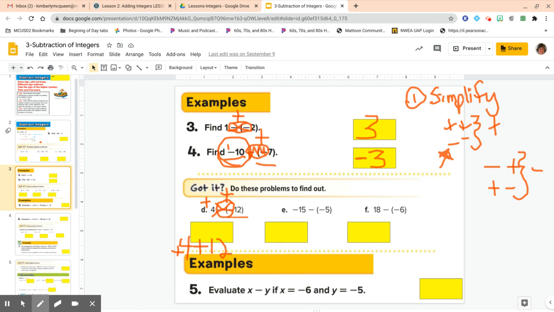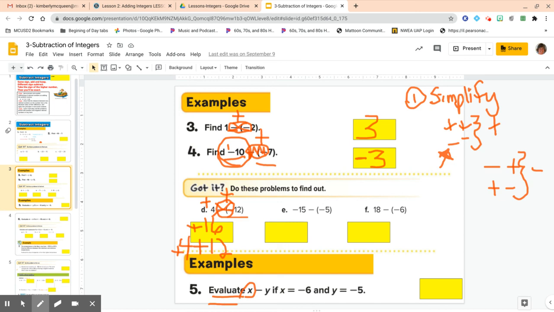Let's not read more into that. I could still sing my song, same signs, add and keep. Well, of course, I'm going to add them together and keep. Let's go on to number 5. So I want to evaluate. Evaluate is a fancy word for solve.